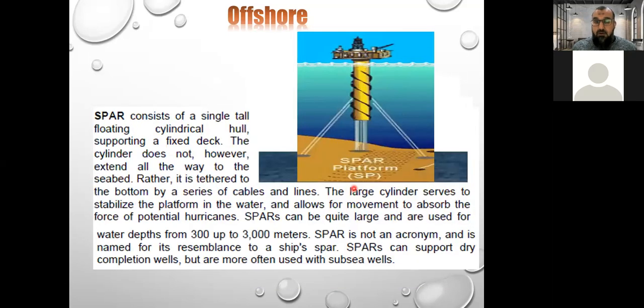The other type is called a spar. This is the spar platform. It consists of a single tall floating cylinder, supporting a fixed deck, and this cylinder doesn't extend all the way to the seabed. So this is also required in deep water. It reaches a water depth of 3,000 meters.